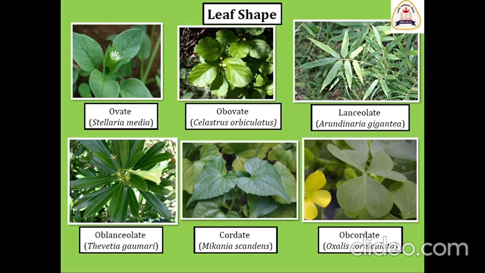On the basis of the leaf shape, there are various shapes which give the characteristic features or special structures which are present in the leaf. One is the ovate. Ovate means oval shape. The base is broader, the tip is narrower. This is the ovate leaf. Stellaria media is the example.